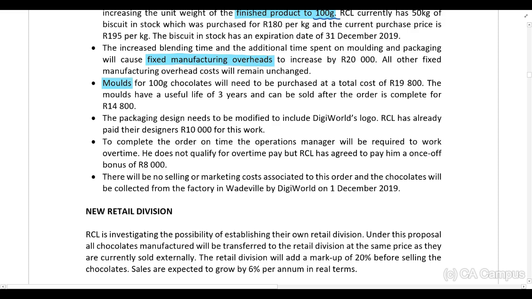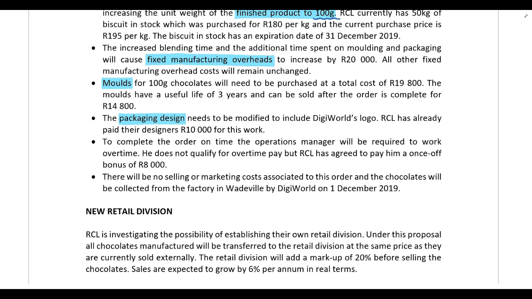Molds for 100-gram chocolates will need to be purchased at a total cost of 19,800 Rand. The molds have a useful life of 3 years and can be sold after the order is complete for 14,800 Rand. The packaging design needs to be modified to include DigiWorld's logo. RCL has already paid their designers 10,000 Rand for this work.